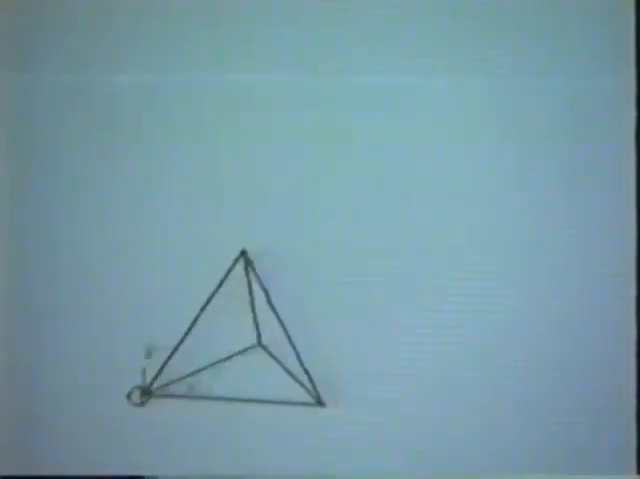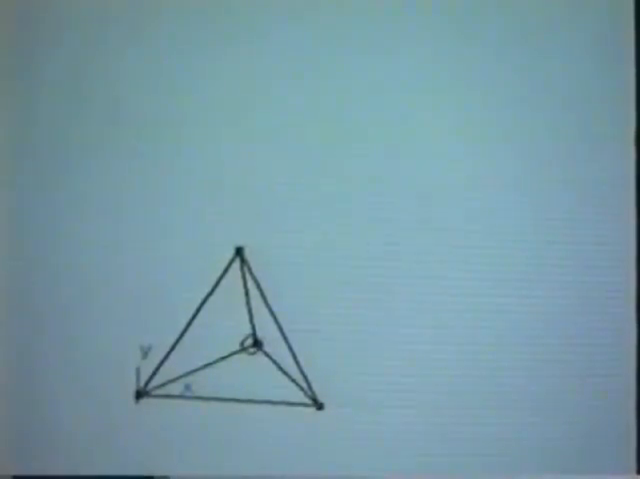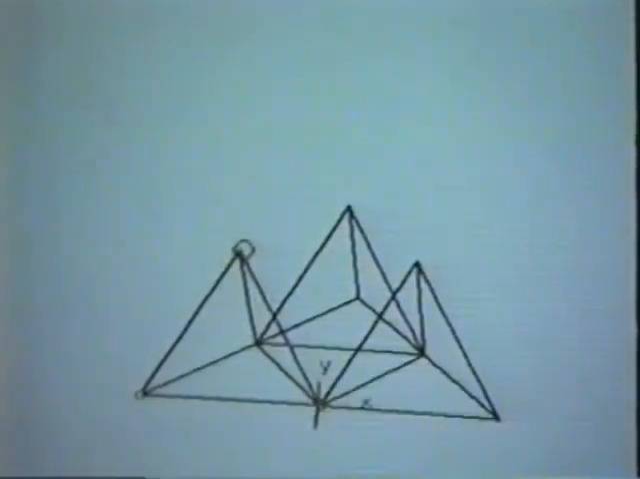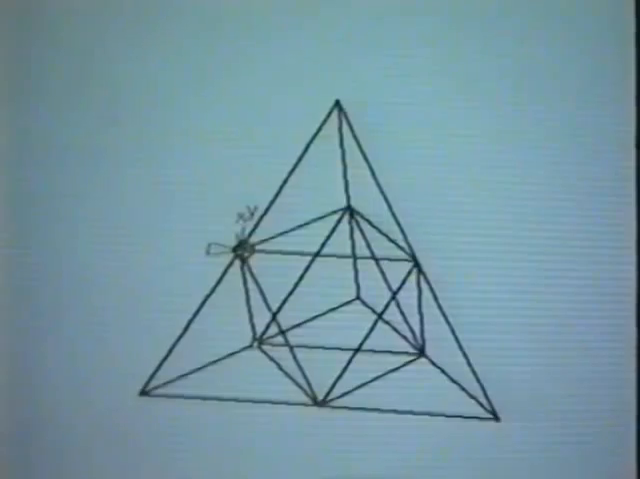Next, I'll move the tetrahedron down and make copies of it to build a tetrahedron made of 4 tetrahedra.